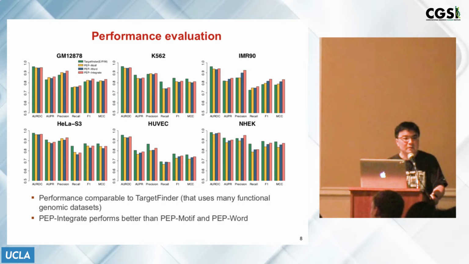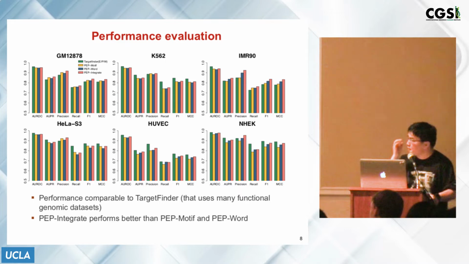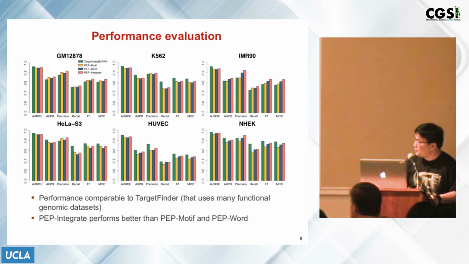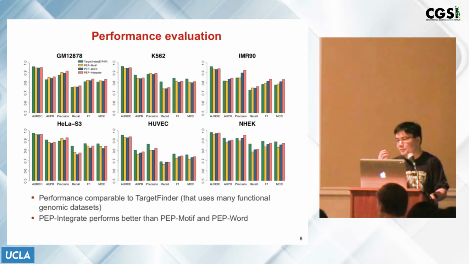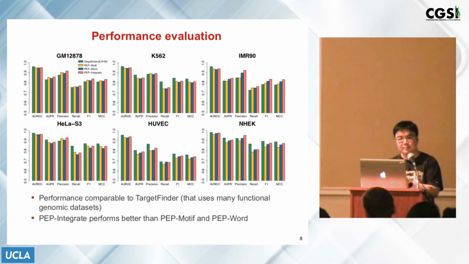Yes? Could you explain a bit more what's being evaluated? Like what's the y-axis? Sure. So these are different metrics. Again, the testing data: for each cell type, Hi-C data has been generated. So for each pair, you will be able to see if they form a loop, right? If they form a loop, that's a positive sample. If there's no loop, then it's a negative sample.